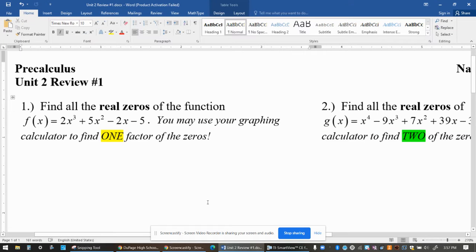Hey pre-calc students, today I'm going to go over how to find all the real zeros of a function. So take a look at this example for number 1. It says f of x equals 2x cubed minus 5x squared minus 2x minus 5. It says you may use your graphing calculator to find one factor of the zeros, or aka one of the zeros.